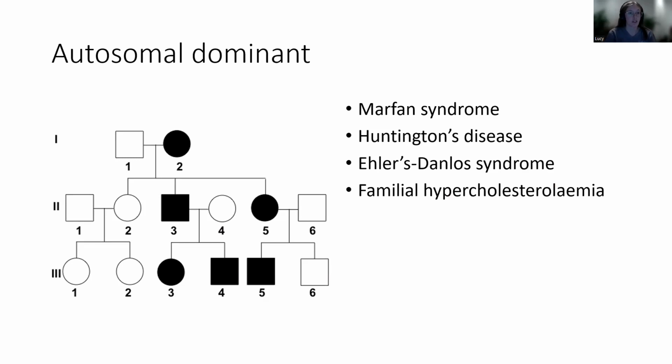This is an autosomal dominant condition. It cannot skip generations because if you have the diseased allele, you will have the disease because it is dominant. Examples of diseases that are autosomal dominant include Marfan syndrome and Huntington's disease. If your parent has the disease, then you might get the disease.